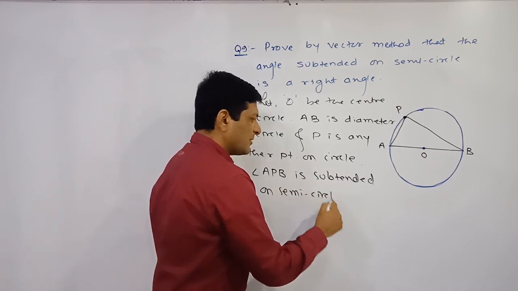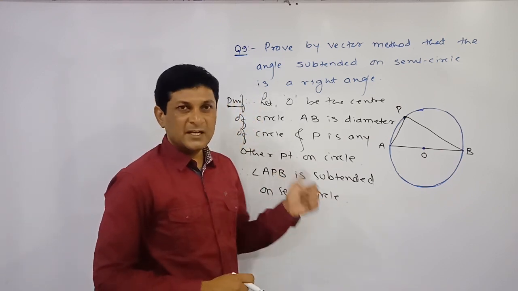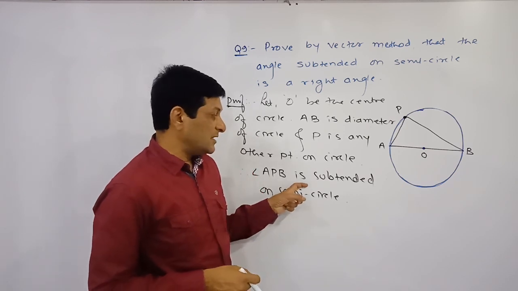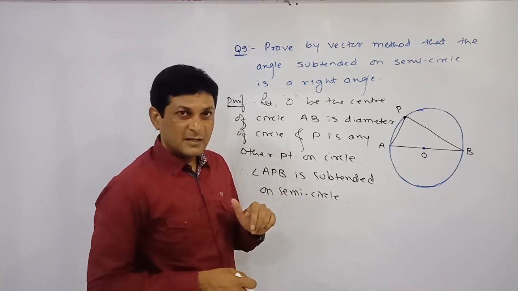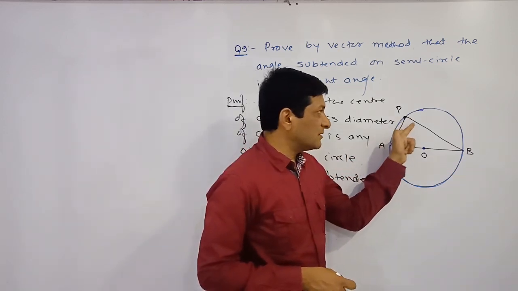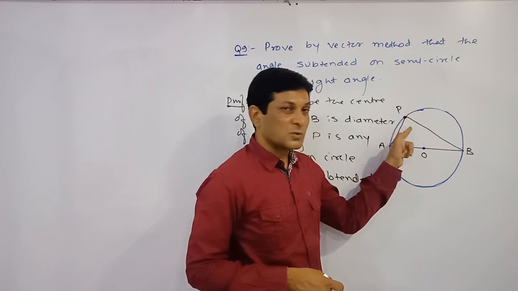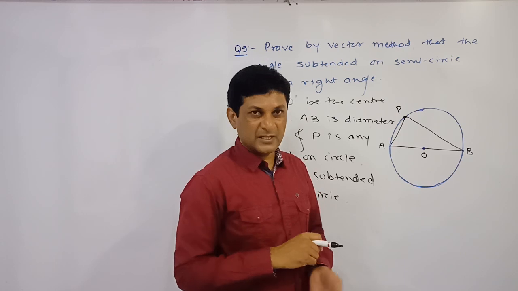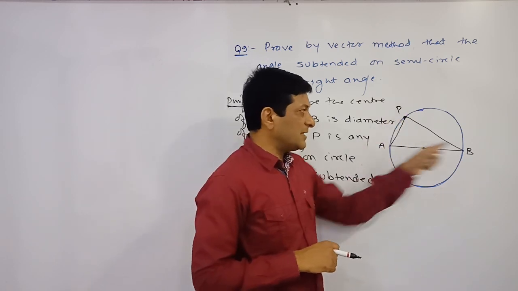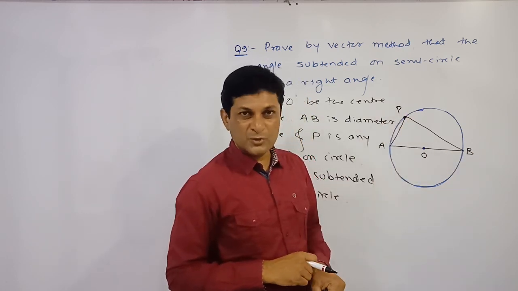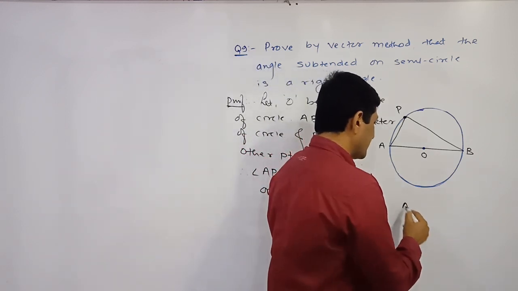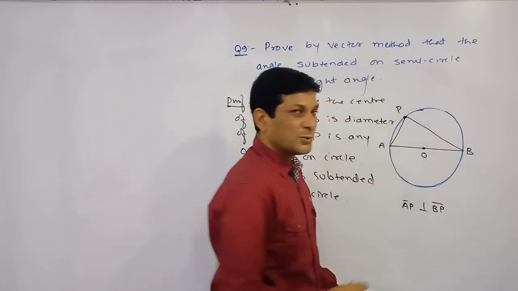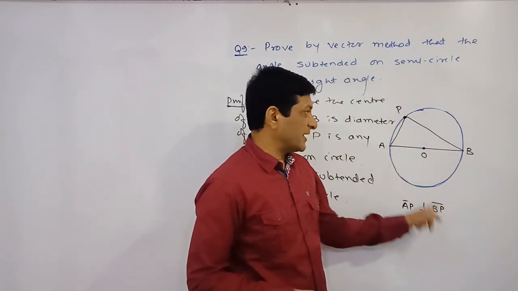Our aim is to show that this angle APB is equal to what? 90 degrees. That means we have to show that this angle is a right angle, and we have to prove this result using the vector method. Angle is 90 degrees means we can say that these two vectors are what? Perpendicular. Which two vectors? Vector AP bar is perpendicular to BP bar.